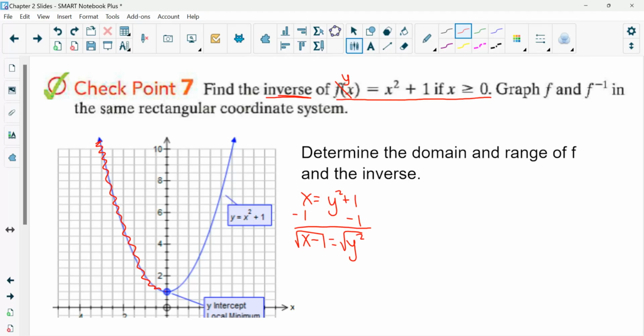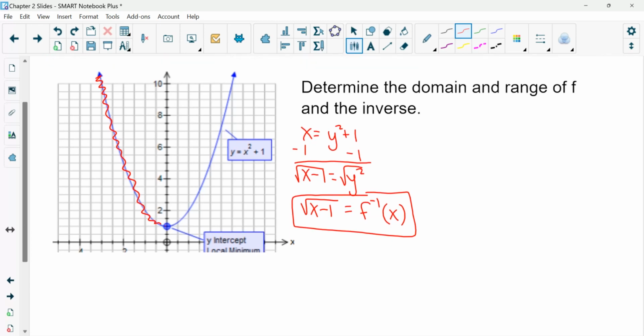Now normally we take the plus or minus the square root. But because we only have half of it, we don't need the plus or minus. We're just going to use the positive square root, because if we think about a parabola, we only have the positive x values of that right now. We don't have the negatives. So we're only going to use the positive square root in this case. And then we are by itself here. So the positive square root of x minus 1 equals the inverse.